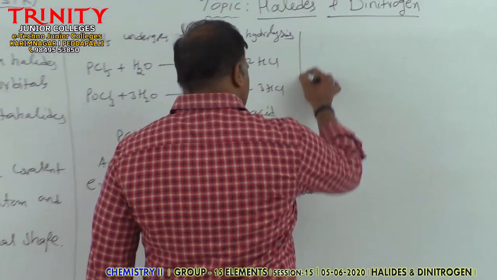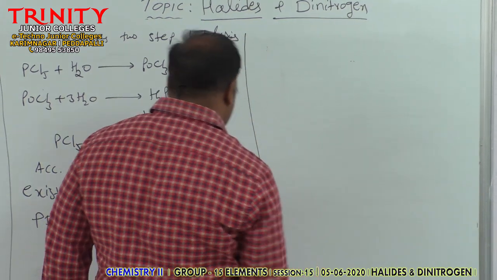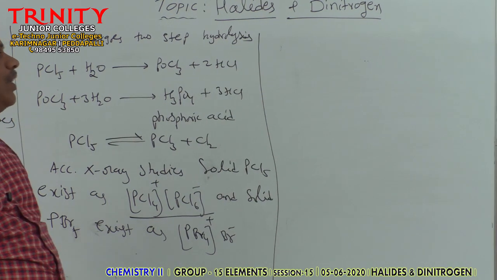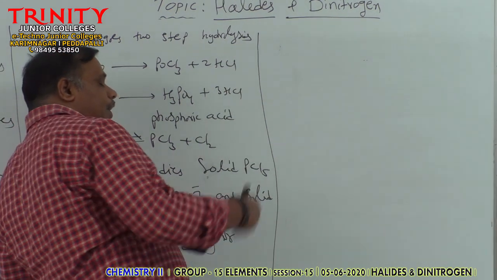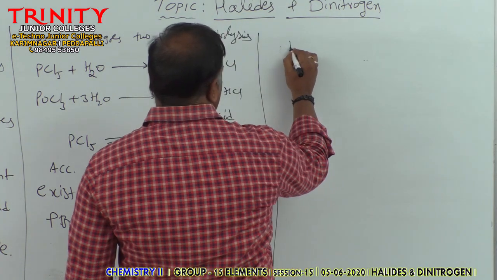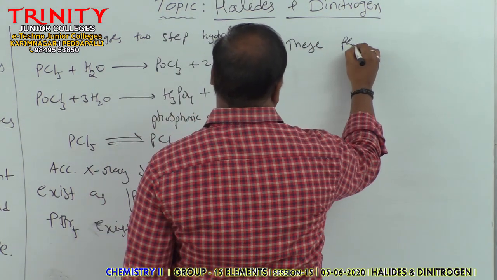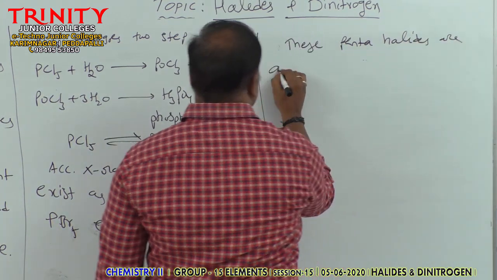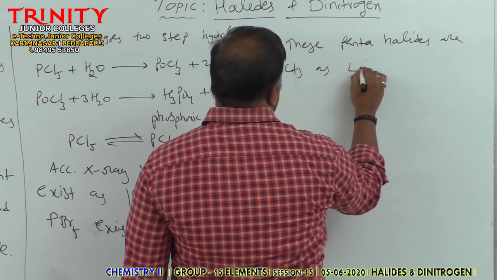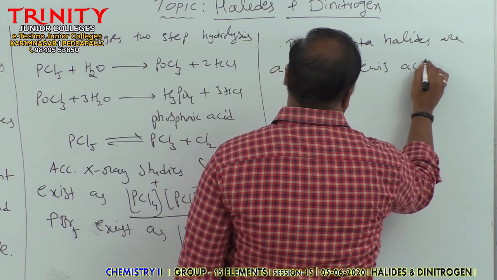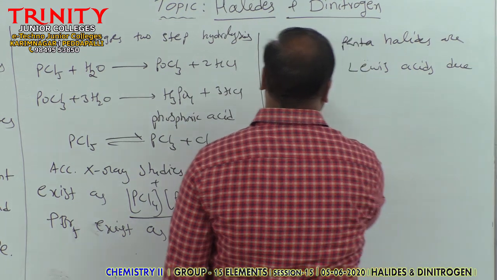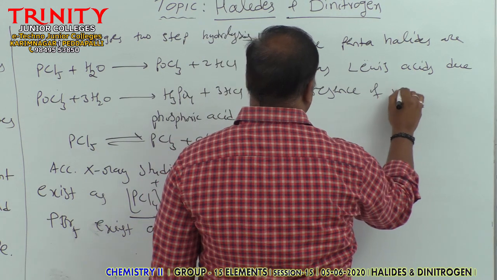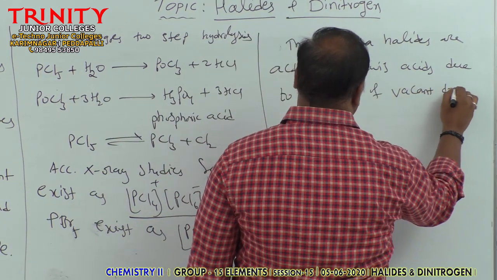These pentahalides act as Lewis acids, and the hybridization changes from sp3d to sp3d2. They act as Lewis acids due to the presence of vacant d orbitals.